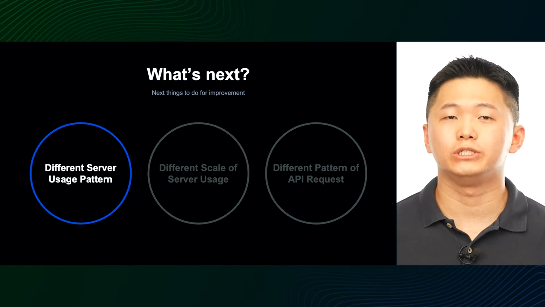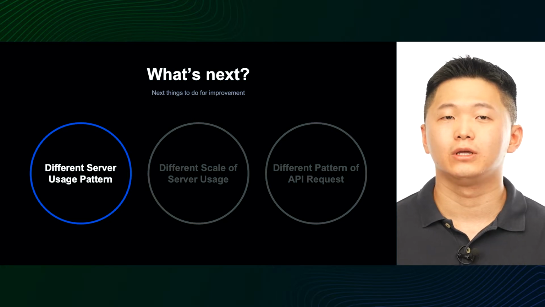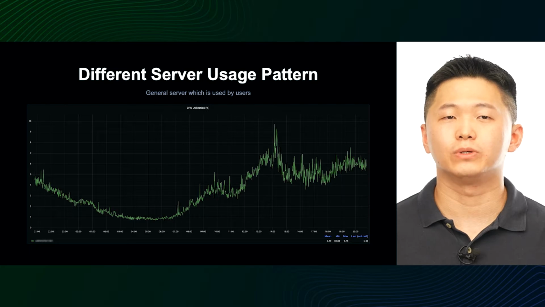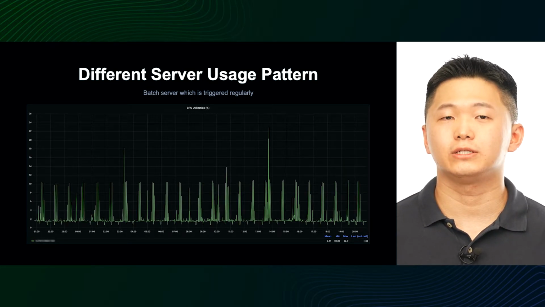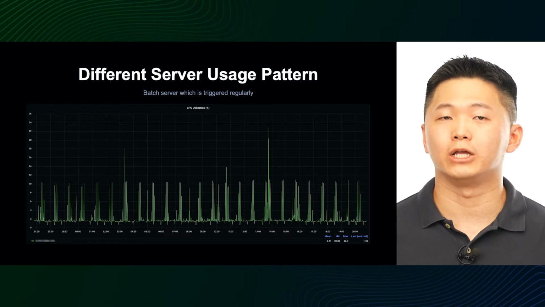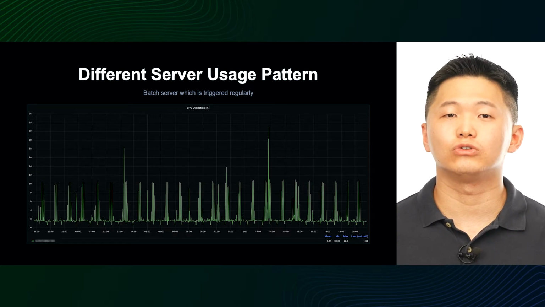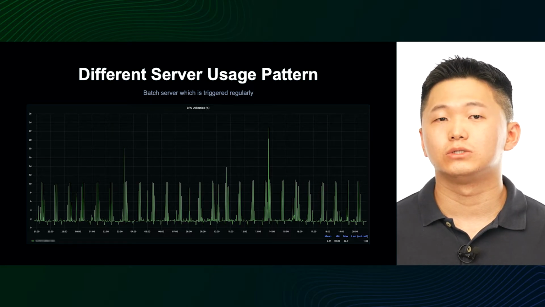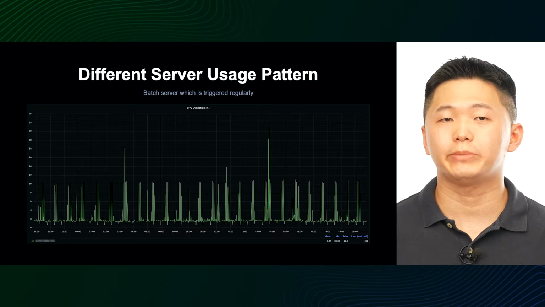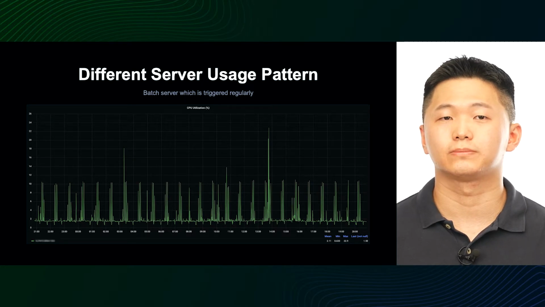When we made a rule initially, we missed that each server has a different usage pattern, and we got a lot of false positive alerts. For example, this is a general service server used by users. The resources of this kind of server are changed by users. And this is a batch server which is not used by users. This server does regular batch jobs, and some batch jobs need many resources. So the resources of this server are rapidly and regularly changed.